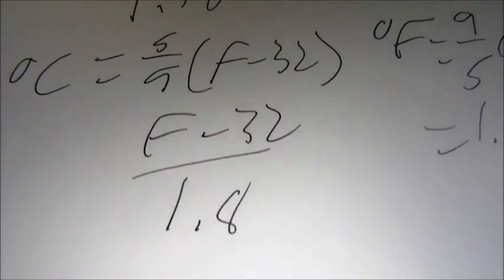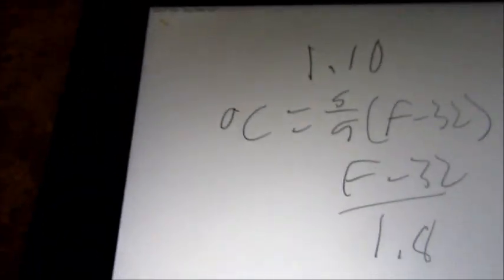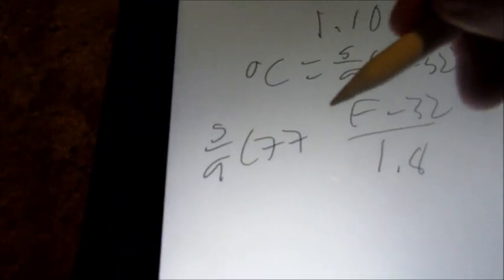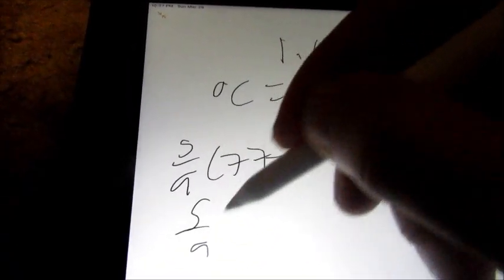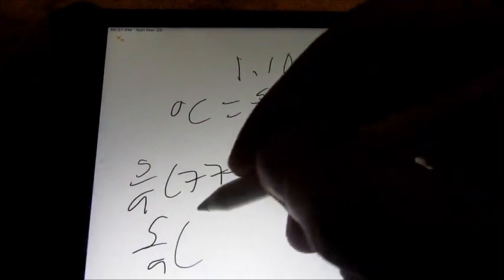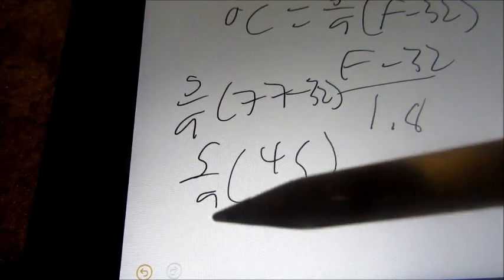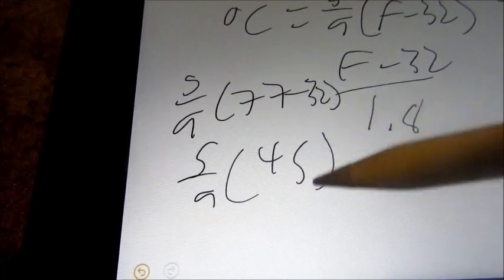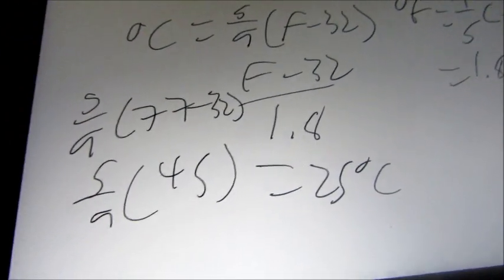So for instance, if you have, say, 77 degrees Fahrenheit and you need to change it to Celsius, you're going to say 5/9 times 77 minus 32. Keep the 5/9 because you have to do what's in parentheses first. 77 minus 32 is 45. And now we can do 5/9 of 45. 9 goes into 45 5 times. Times 5 equals 25 degrees Celsius.